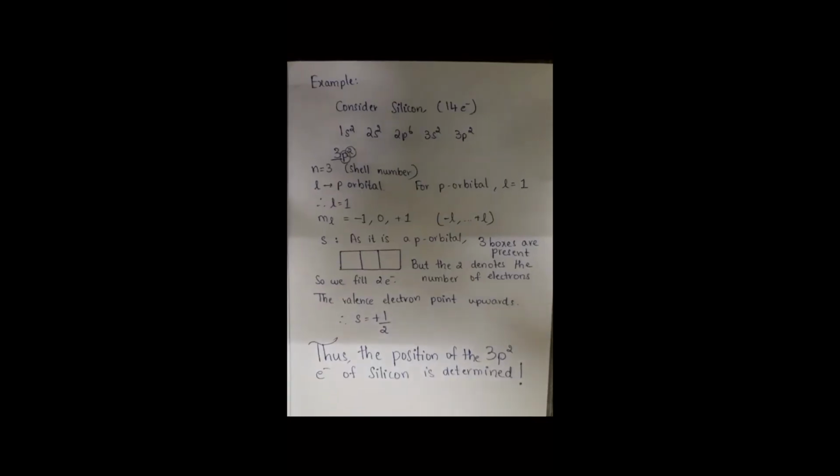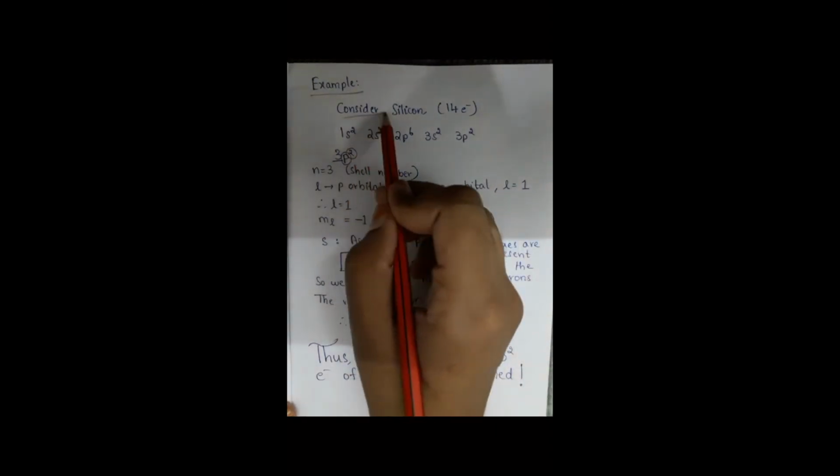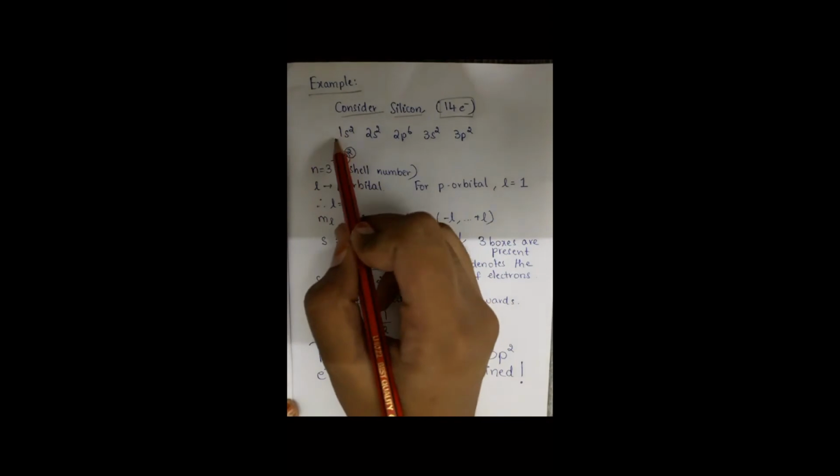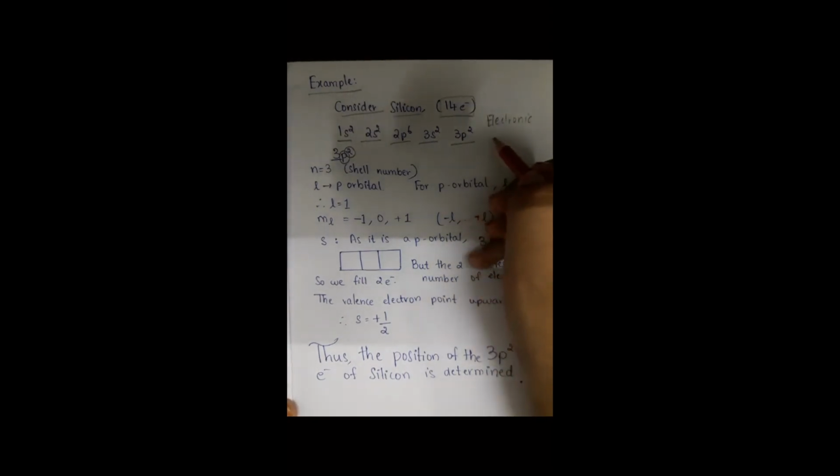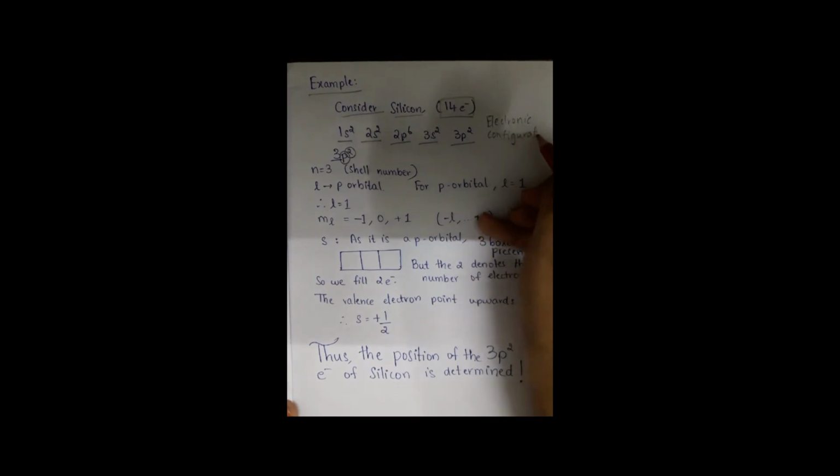Let us take an example to understand this further. Consider the silicon atom which has 14 electrons inside it. The electronic configuration is 1s2, 2s2, 2p6, 3s2, 3p2. Now let's say that you have been given a question: find out all the quantum numbers of the 3p2 electron inside the silicon atom.